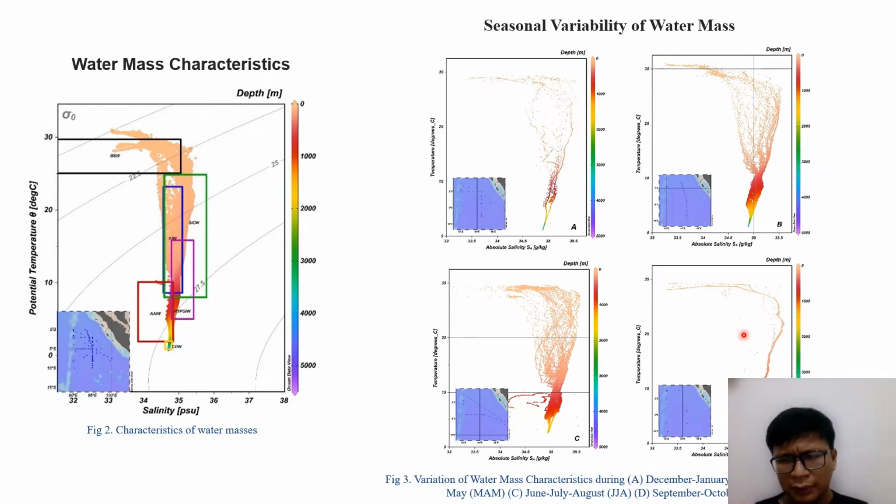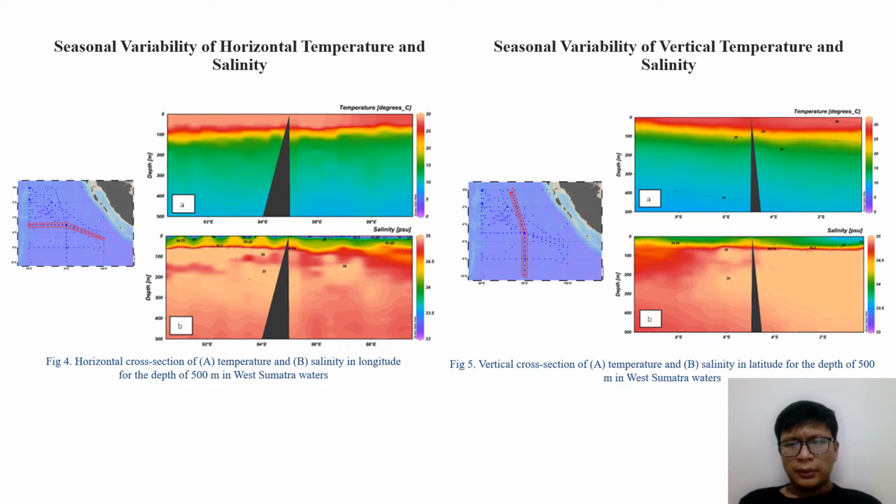In general, the water mass is unstable beneath the thermocline layer, 200 to 250 meters. The temperature distribution in longitude shown in Figure 4a shows that the thermocline layer is deeper in the east than in the west. It indicates the water mass is transported from the West Indian Ocean to the East Indian Ocean.